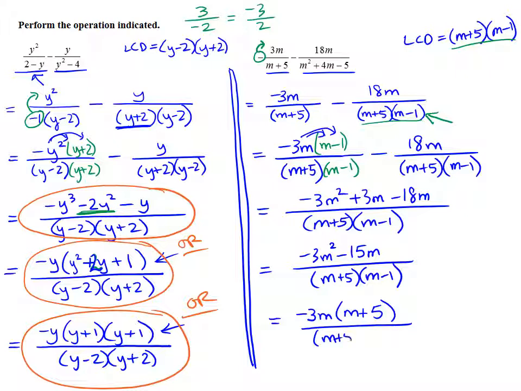Now I can see that I do have a common m plus 5 that can be canceled in both numerator and denominator. So my final result is going to be negative 3m over m minus 1. And because I did cancel m plus 5, that means m cannot be negative 5. And I need to show that domain restriction to the reader, because you can't see it anymore because of the cancelization.